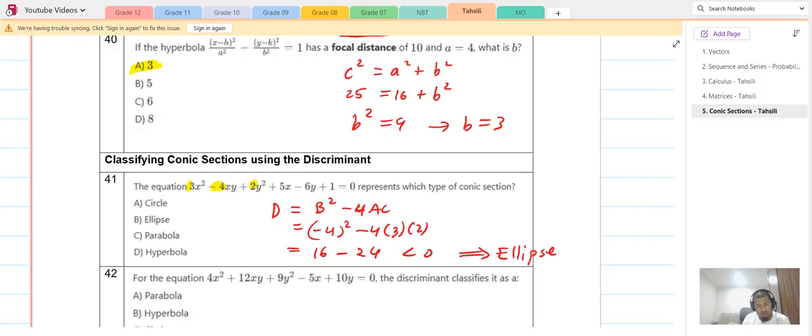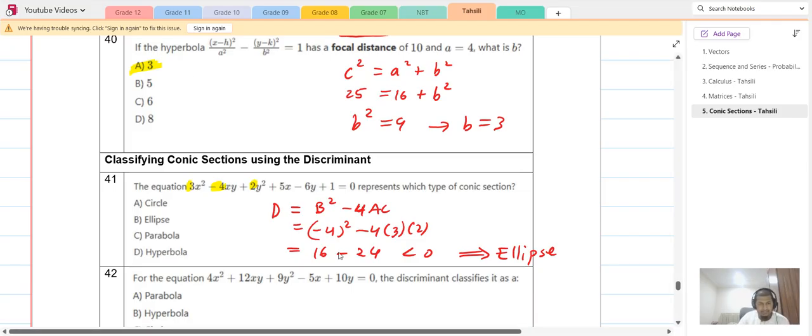Why is it an ellipse? Because we can clearly see that minus 4 is not a 0, and we have 3 is not equal to 2. So it's an ellipse. I hope you understood that, guys.